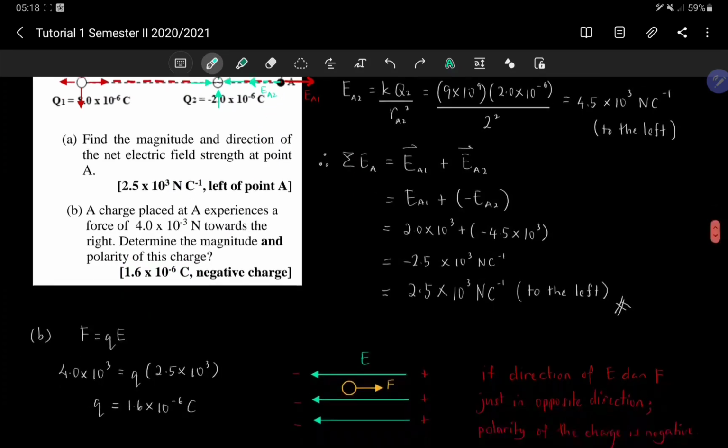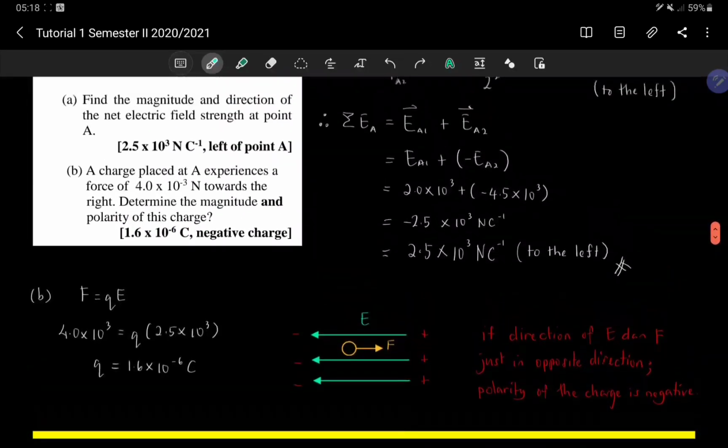It's quite simple. By knowing the electric field strength at A, we may calculate the magnitude of the charge using F equals QE. So this E on A calculated before, substitute into this equation. The force given already, 4 exponent negative 3, substitute into this equation so that you will get Q. So this is the magnitude of the charge.